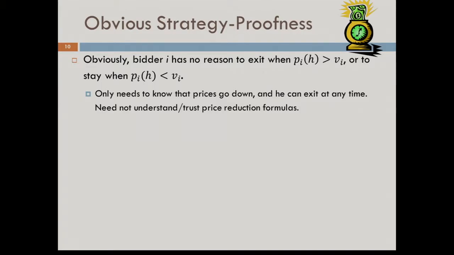Okay, now why is it obviously strategy-proof? It turns out it's not so obvious how to formalize it, and that's where Sheng Wu will come in and tell you how to actually formalize it in general games. Now in these auctions it's actually easy, because why would you exit when the price is above your value? You can always exit when it drops, so there's no reason to exit when it's above your value. Also, there's no reason to stay when it's below your value, because it's never coming back up, so you might as well exit right away. And for this, you don't need to understand how prices are computed, only that prices are going down, and they cannot go back up. That's the minimal understanding that's required to figure out what you should do.